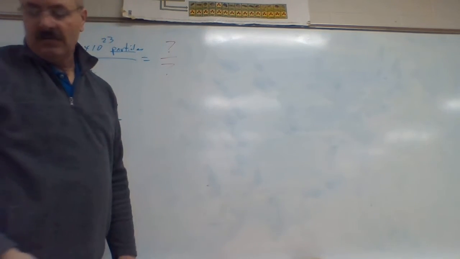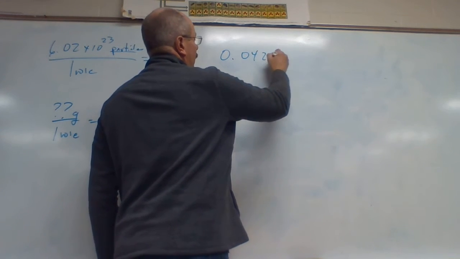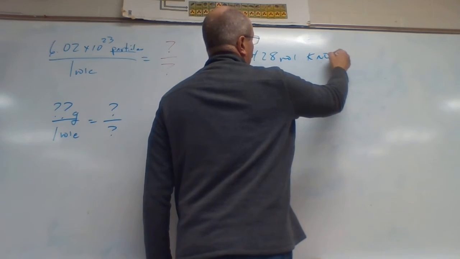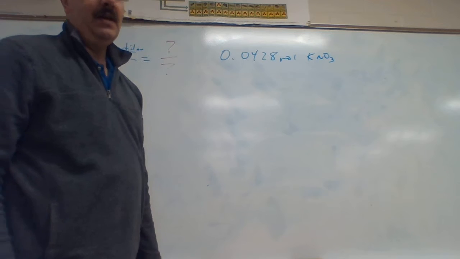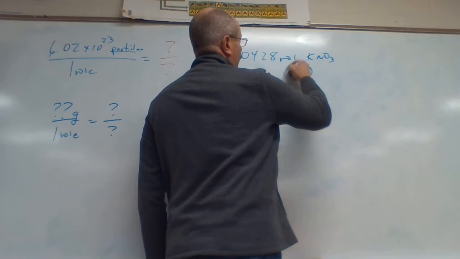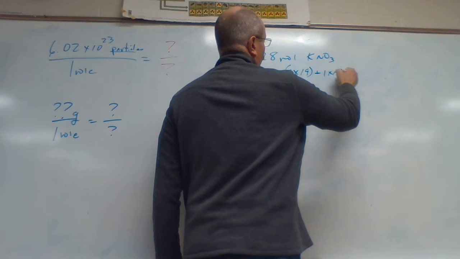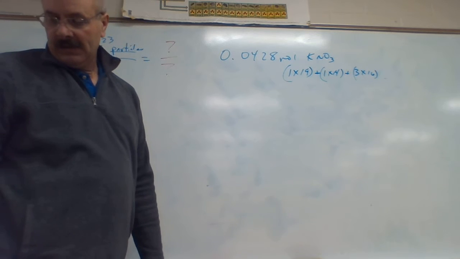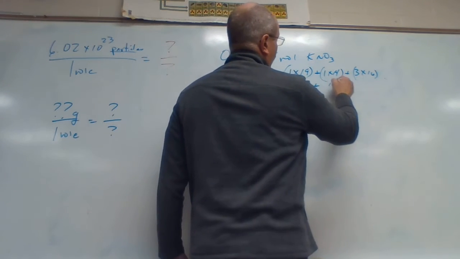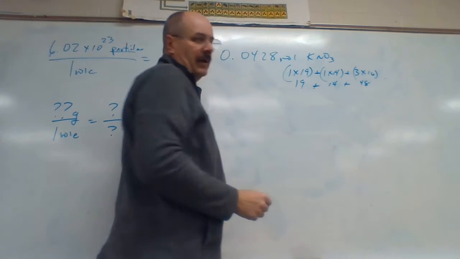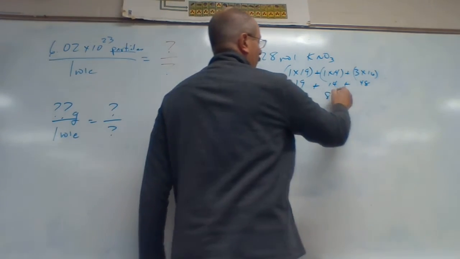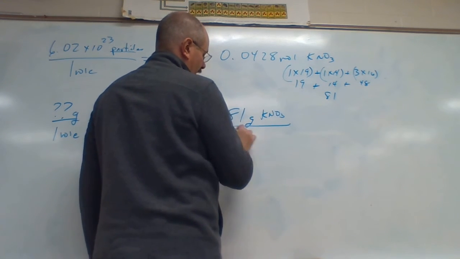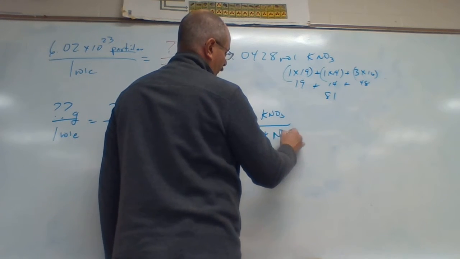All right, letter C, we've got 0.0428 moles of KNO3. So same idea, we've got to find the molar mass of that KNO3. So it's 1 times 19 for potassium, plus 1 times 14 for nitrogen, plus 3 oxygens times 16. If we add this up, 19 plus 14 plus 48, it turns out to be 81. So that's going to be my double question mark: 81 grams of KNO3 is 1 mole of KNO3.